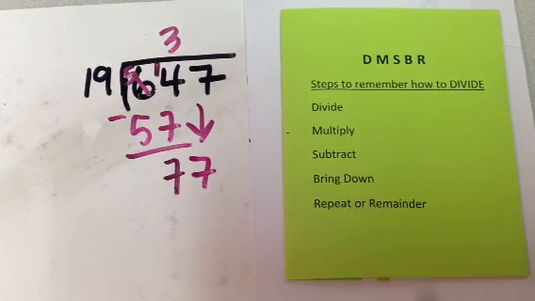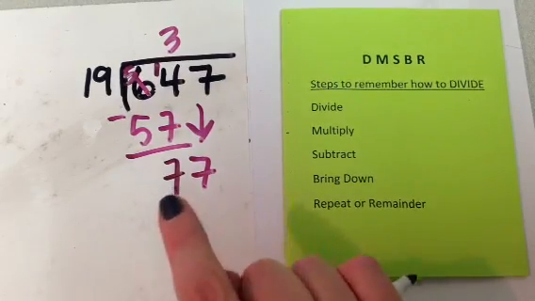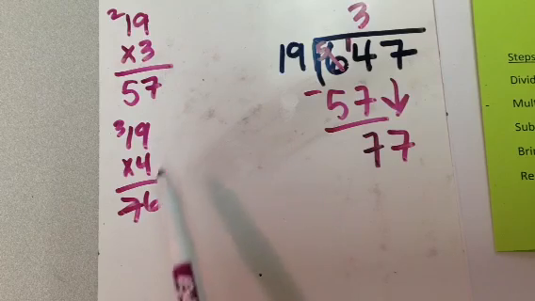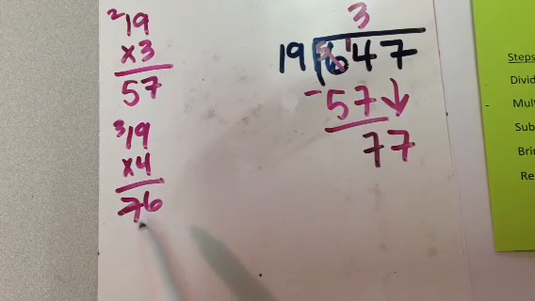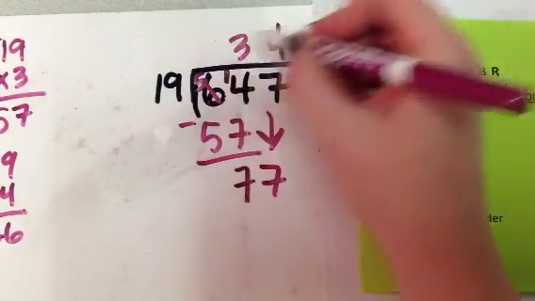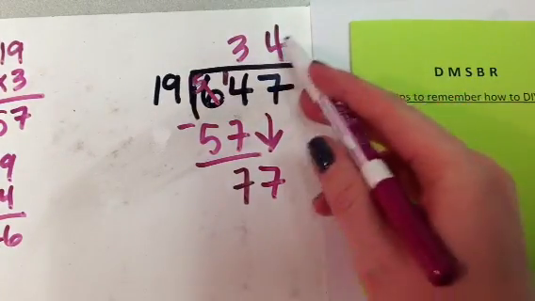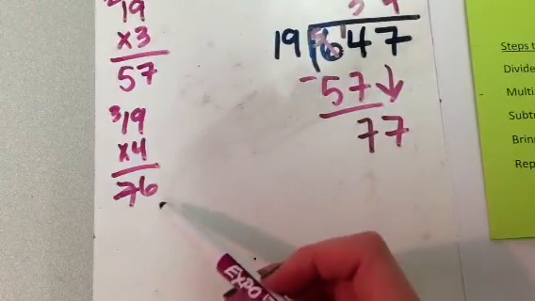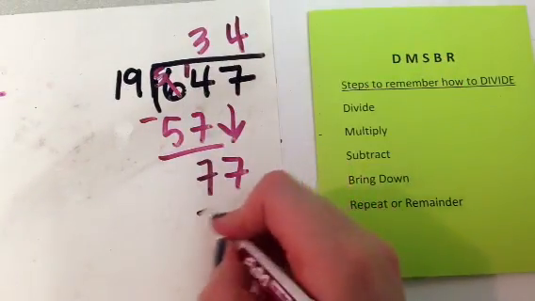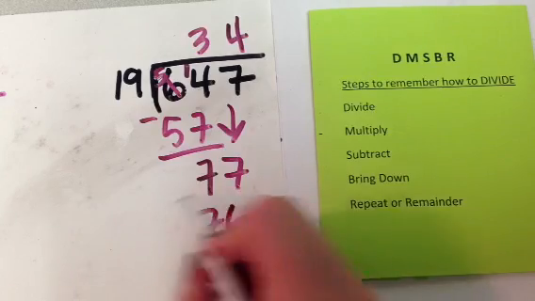And now I repeat. So can 19 divide into 77? Yes, it can. In fact, when I was testing my first number, I figured it out already. 19 times 4 is 76. So I can come back over here and say 19 is going to go into 77 4 times. And okay, so now I multiply that, 19 times 4, 76, right? Now I subtract.